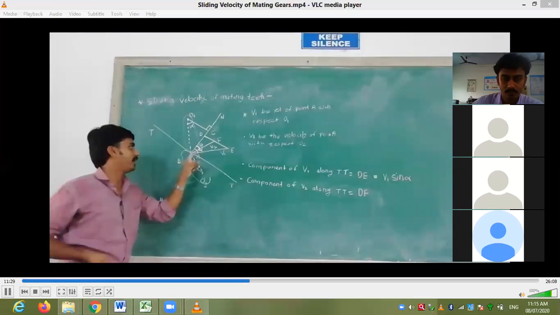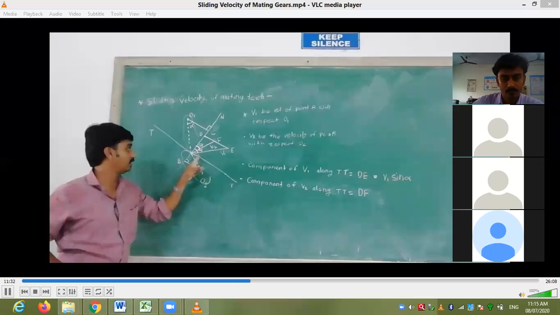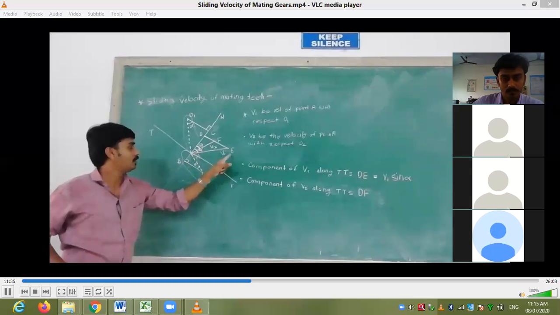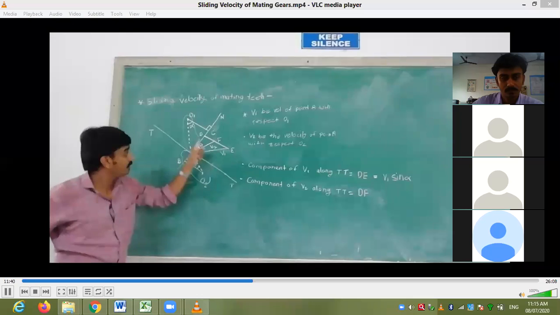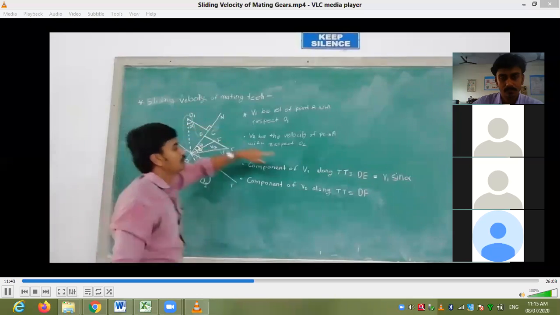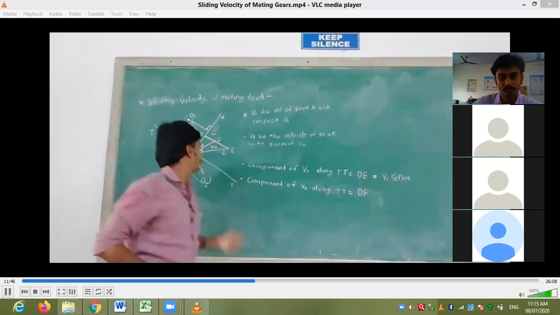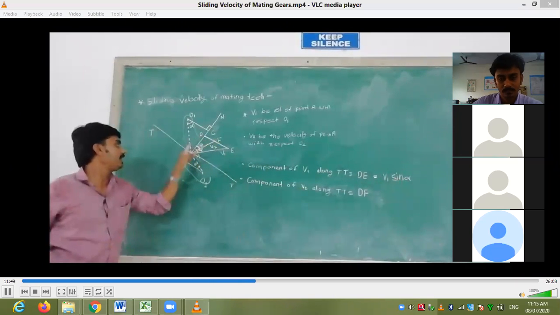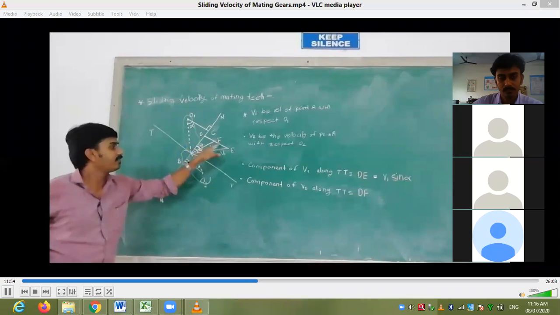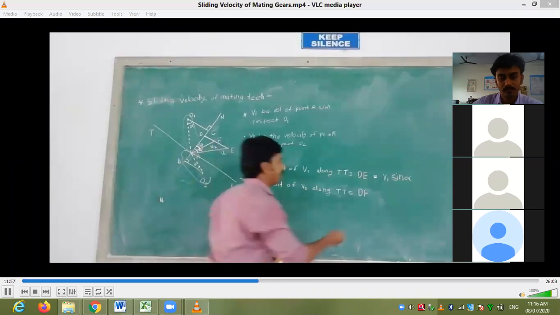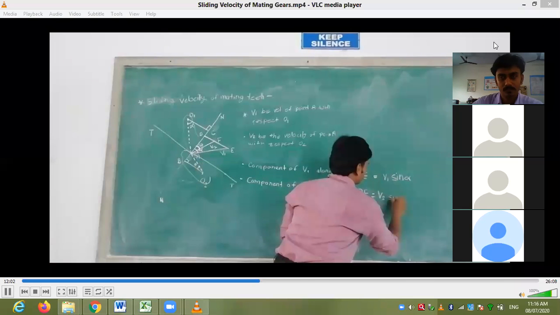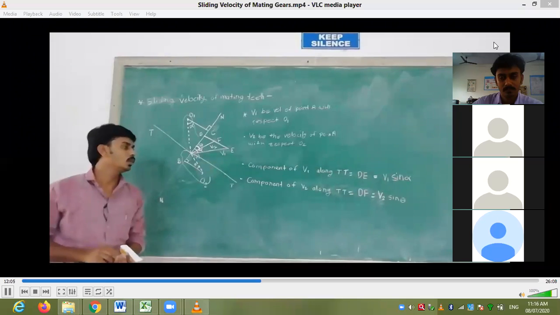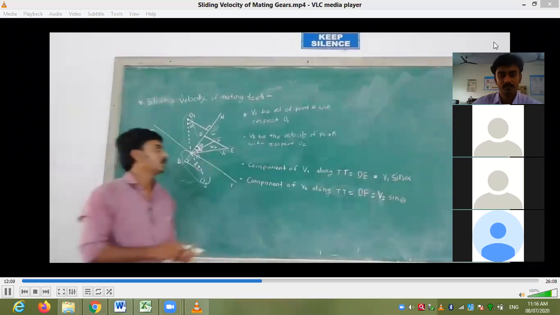If we consider triangle ADE, in this triangle AE is V1. We require DE in terms of V1, then DE is equal to V1 into sine of alpha. Similarly, in triangle DAF, DF is equal to V2 into sine of theta.